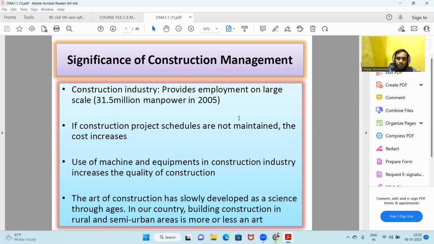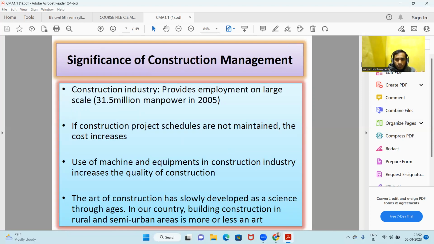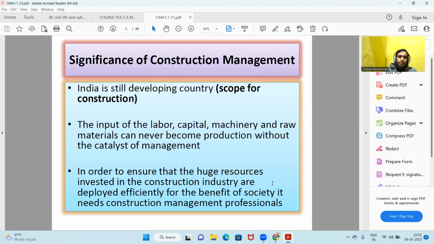Now, the art of construction has slowly developed through the ages. Earlier we had very simple construction in the form of huts, or in the form of houses made of mud and soil. But now we have houses made of concrete. So we have come a long way, and you see here, India is still a developing country, so there's a huge scope for construction.